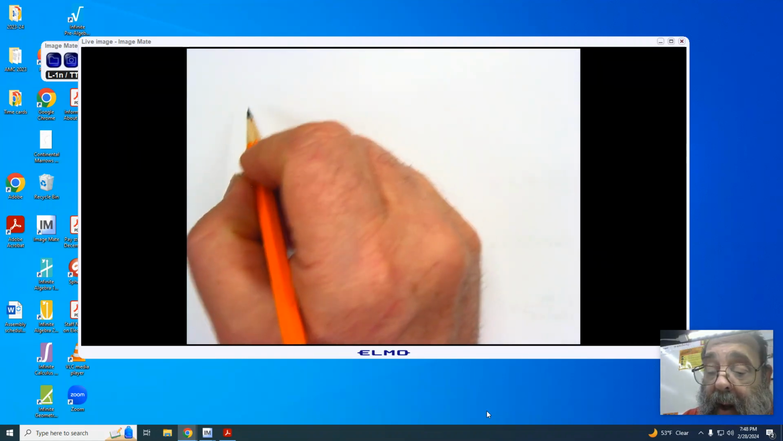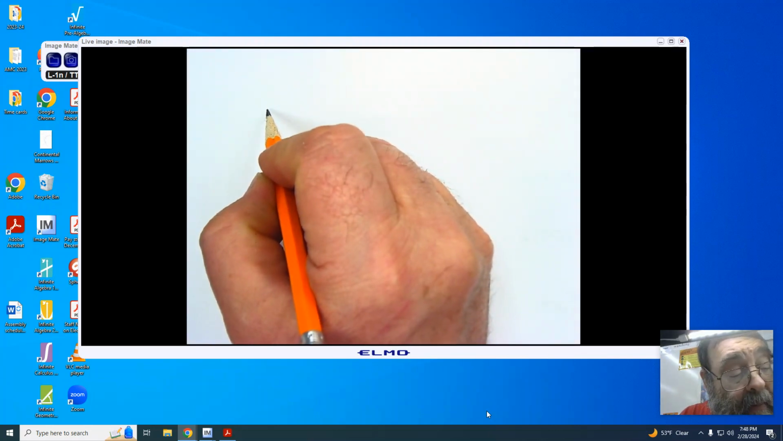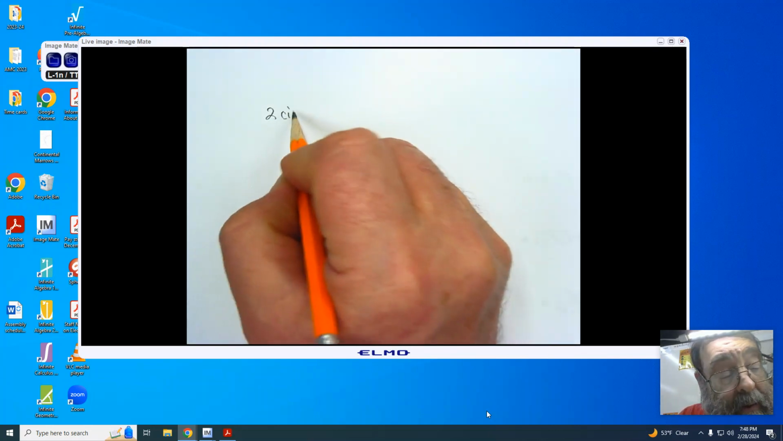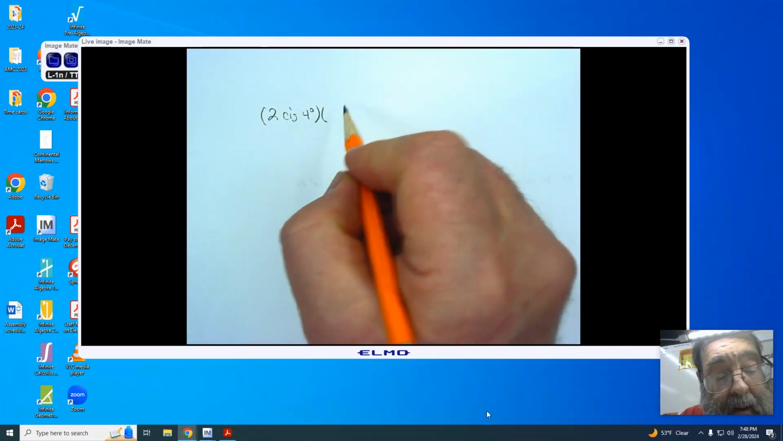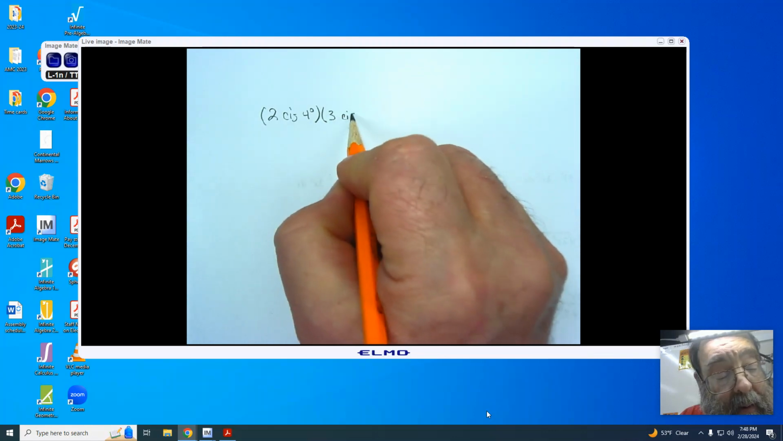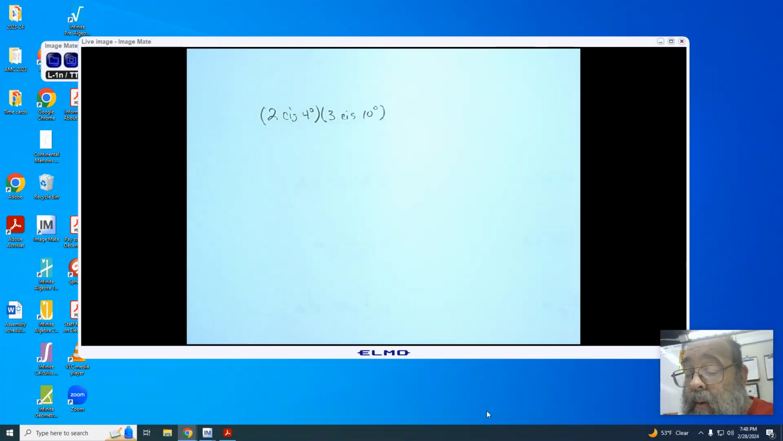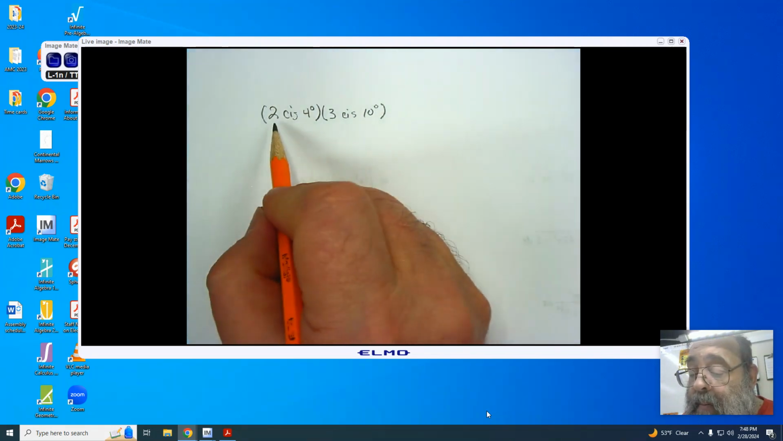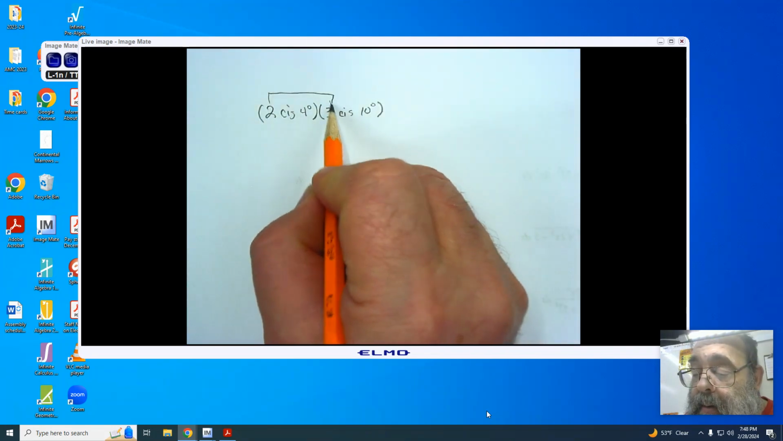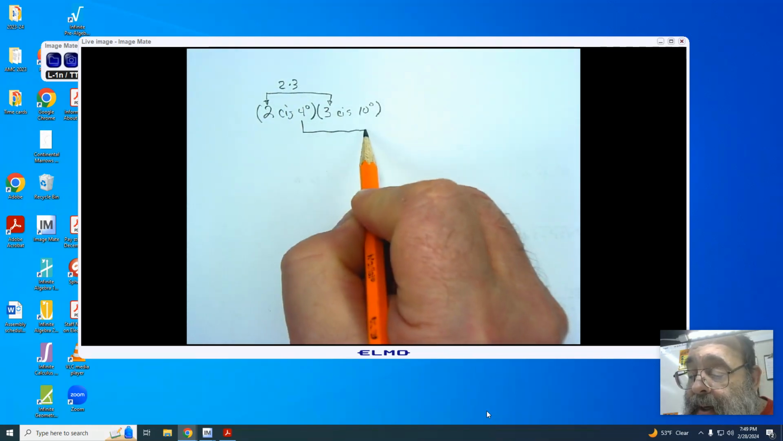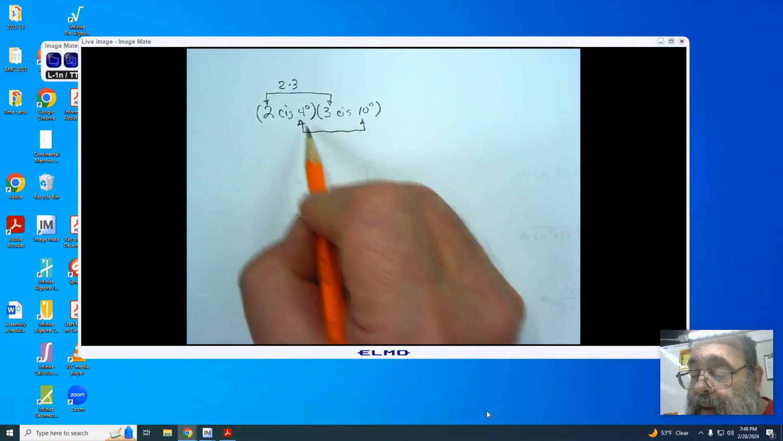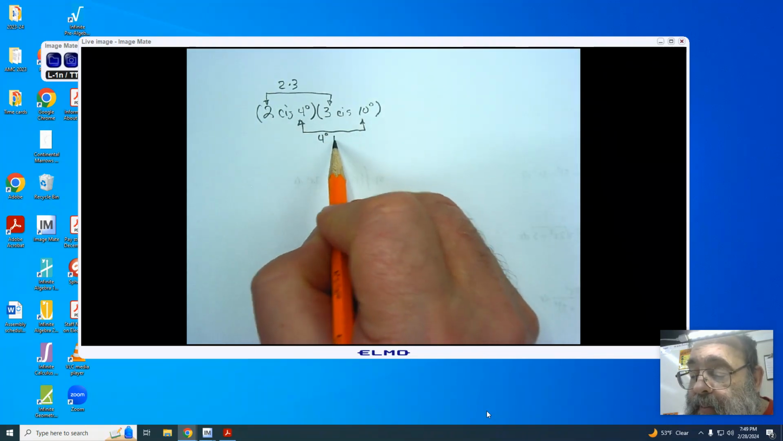According to De Moivre, the individual who came up with this process quite a while ago, let's take a polar form, 2 cis 4 degrees, and multiply it by 3 cis 10 degrees. According to De Moivre, we multiply the two numbers here, 2 times 3, and we add 4 degrees plus 10 degrees.